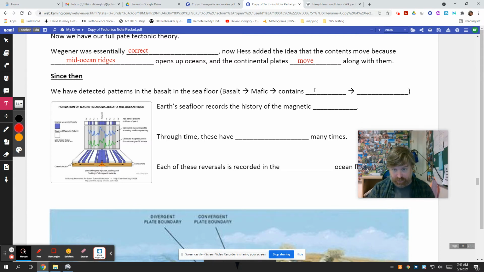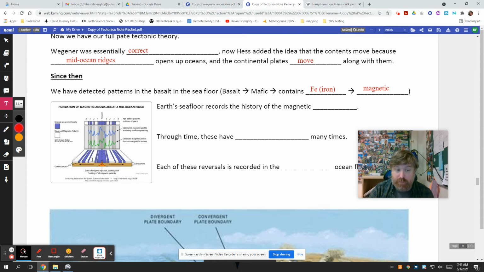So we've detected these patterns in the basalt of the seafloor. Basalt is mafic, therefore contains Fe, which you could get from your reference table, which is iron, which in itself is magnetic, right? All right. Earth's seafloor, therefore, is like a running record.